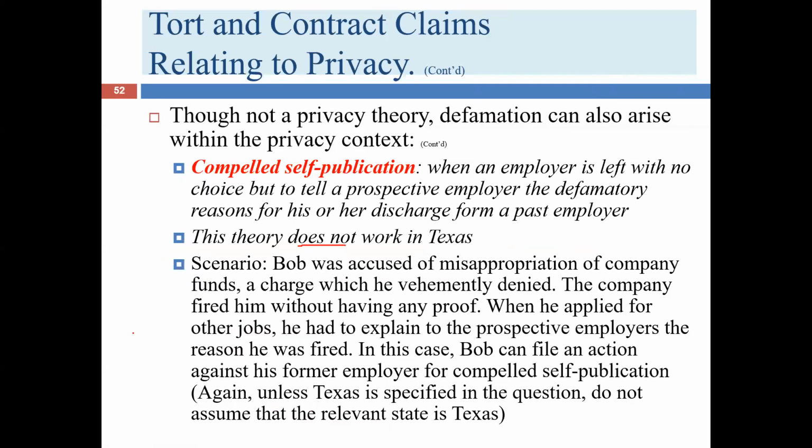But in some jurisdictions, there's something called compelled self-publication. And so this kind of solves Bob's problem. Let's look at what compelled publication is. Again, it doesn't work in Texas and many other places, but where it does work, let's see how it works. When an employee, I'm sorry, it should be employee, not employer, is left with no choice but to tell a prospective employer the defamatory reason for his or her discharge from a previous employer.